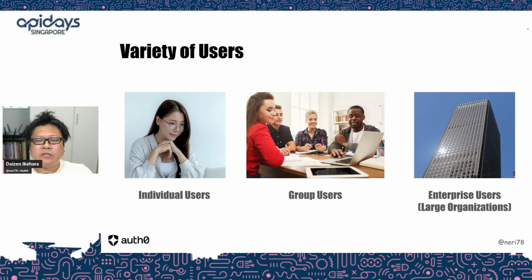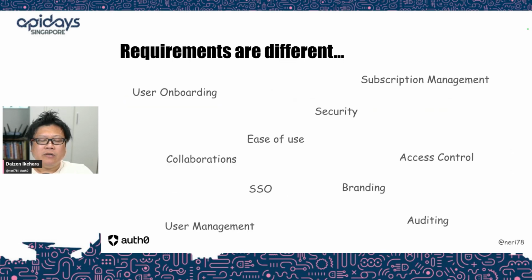And lastly, enterprise users, which I call large organizations, will reach out to you. Hey, we want to use your software, but there are some requirements. So in order to support this variety of users, you need to support each requirement. What kind of requirements am I talking about? There are three types of users and the requirements are very different: user onboarding, ease of use, or security, SSO, user management, access control, even auditing. If you want to grow your SaaS business, you need to provide these features so that companies can use your software.